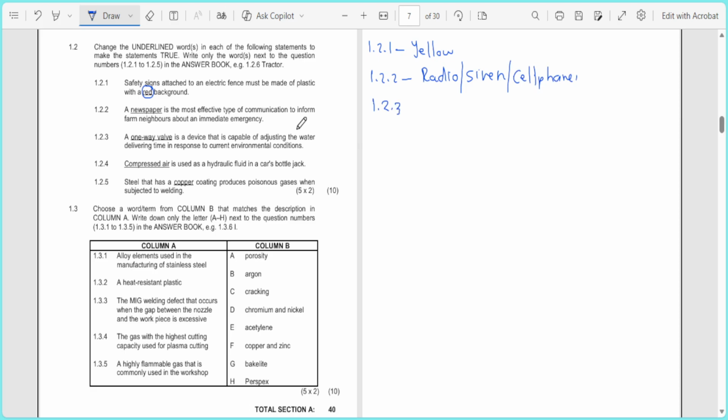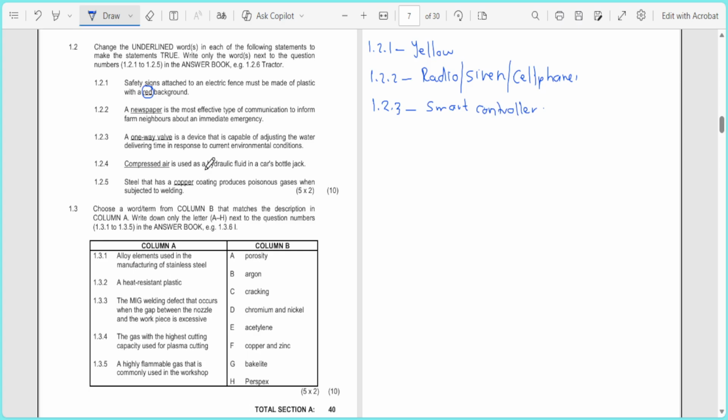Now 1.2.3, a one-way valve is a device that is capable of adjusting the water delivering time in response to current environmental conditions. A one-way valve. Okay, all right. For this one, I'm thinking a smart controller would do us some good. A smart controller will do a better job in this one.